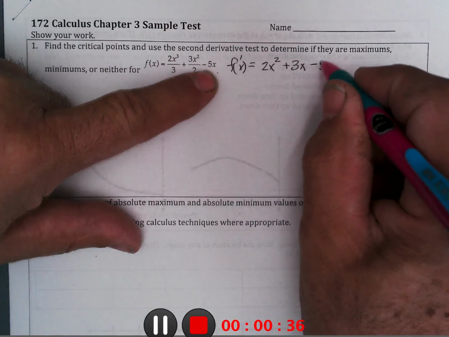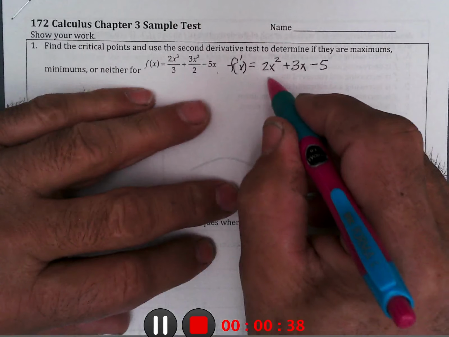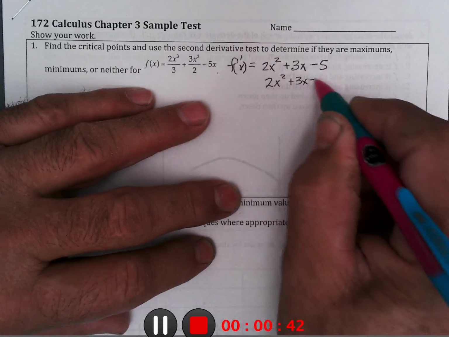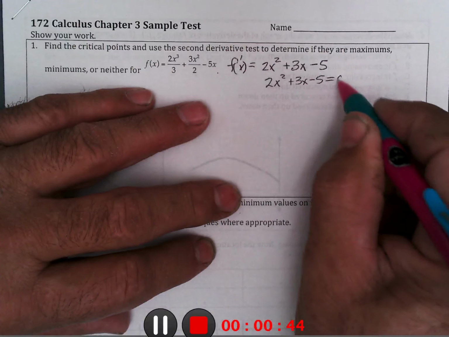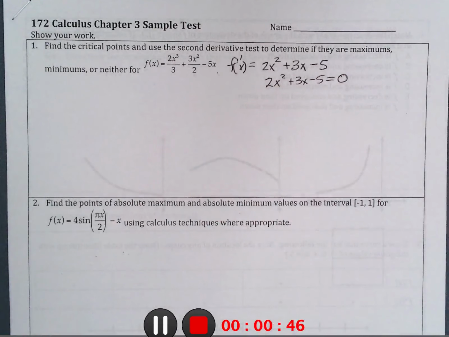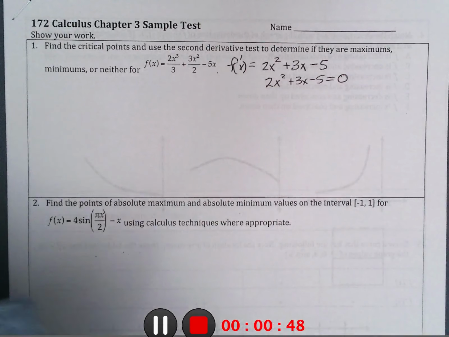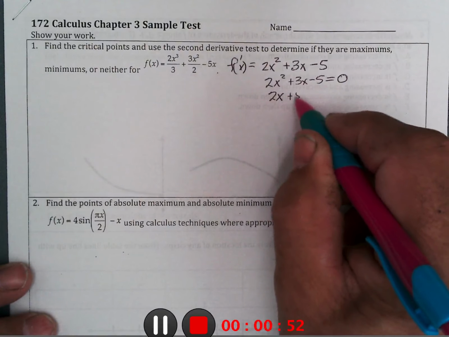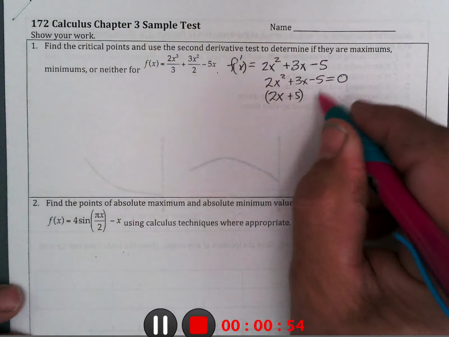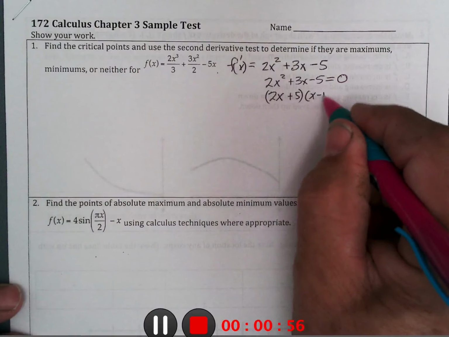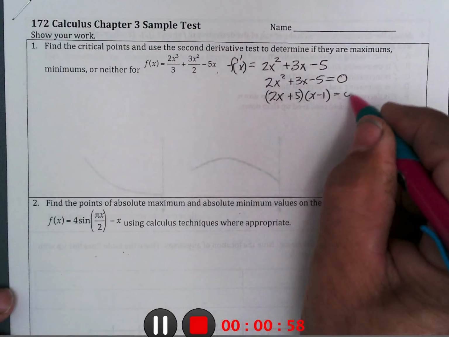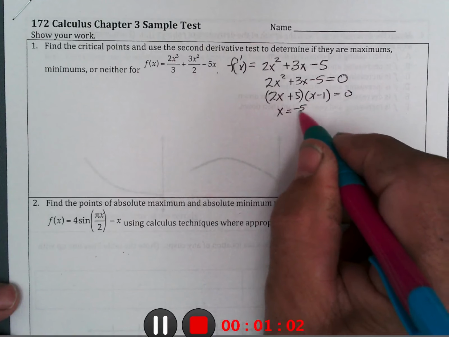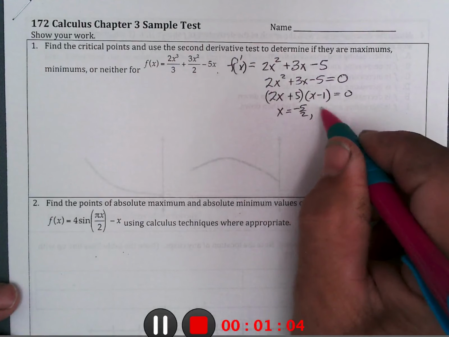And so if I set 2x squared plus 3x minus 5 equal to 0, it factors to 2x plus 5 and x minus 1. So x will equal negative 5 halves, or x will equal 1.